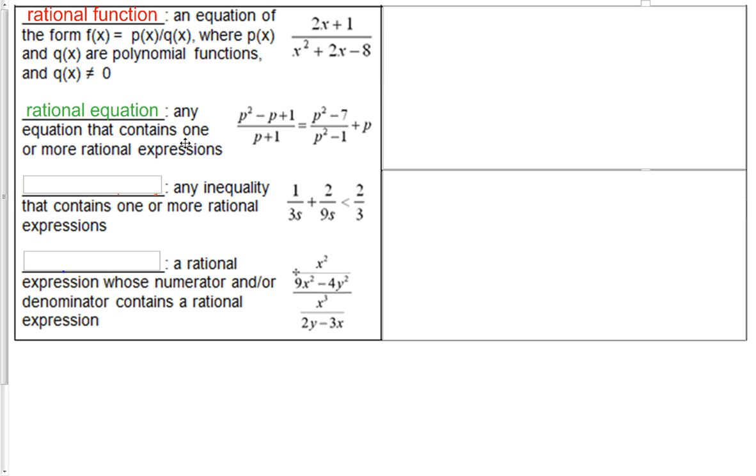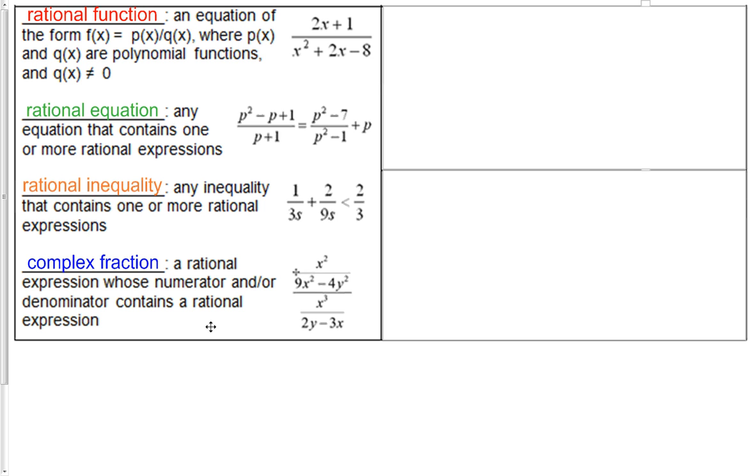Continuing on, a rational equation is any equation that contains one or more rational expressions. So here we have these expressions on either side of the equal sign, and that would be considered a rational equation. A rational inequality, very similar, except it has an inequality sign. So in this case, 2/3 is greater than the rational expressions on the other side.